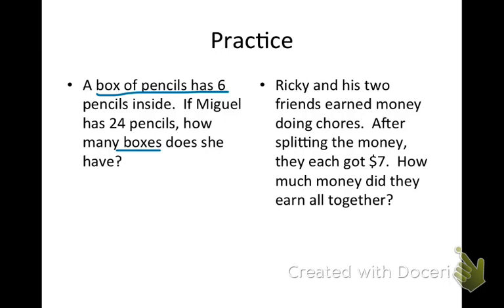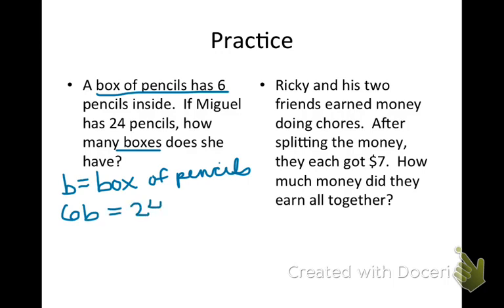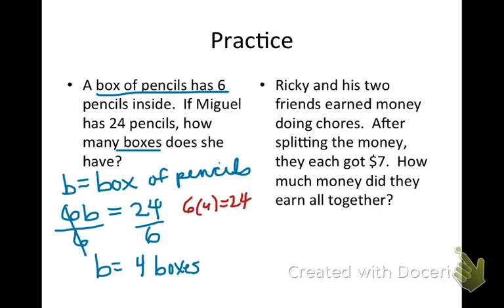We know that if there's 6 per box, we could say B is equal to the boxes of pencils. And we know that 6 per box is equal to 24, right? 6 times however many boxes we have would equal 24. Dividing by 6 on both sides is going to give us 4 boxes of pencils. And then we do the checking. I'll change the color to make it a little easier since there's so much on this page. 6 times 4 needs to equal 24. It does, and we did it right.